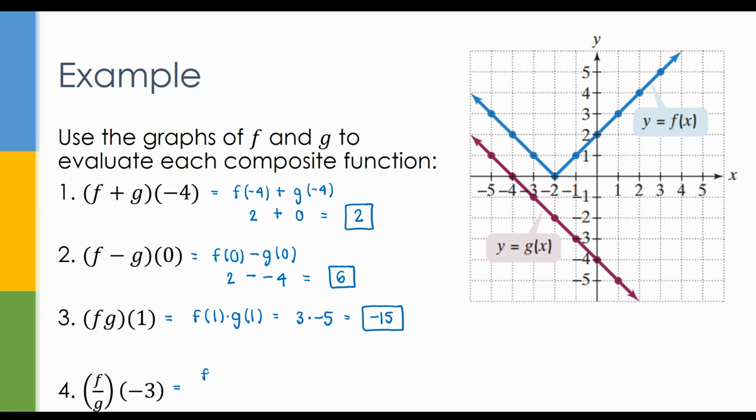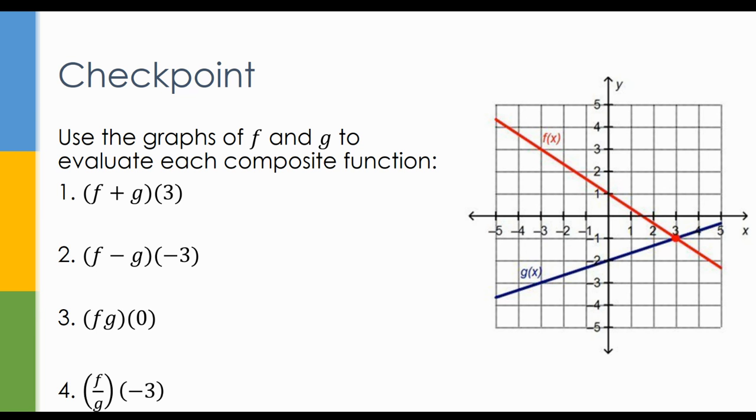And then when we're dividing, we're taking f of negative 3, and we're dividing by g of negative 3. So I'm going over to negative 3. On my blue graph, it looks like we're at 1. On the purple graph at -3, it looks like we are at -1. Well, 1 divided by -1 is -1.